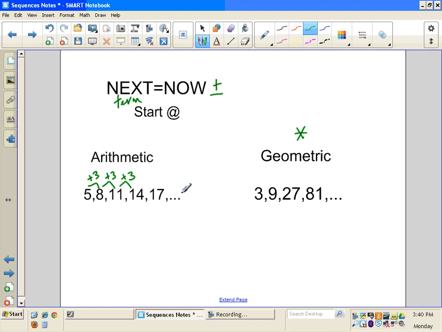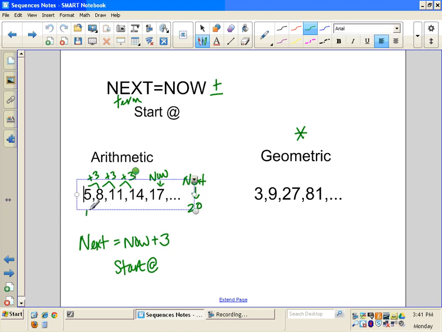So to get to the next term after 17, I can write it out like this: next equals take where I am now. This is where I am now at 17, and I want to add 3 to it. So I'm adding 3 to 17. That would get me 20. My equation just stays as next equals now plus 3, and I say start at, symbol, I'm going to start with the first term in my sequence, which was 5. Whoops.